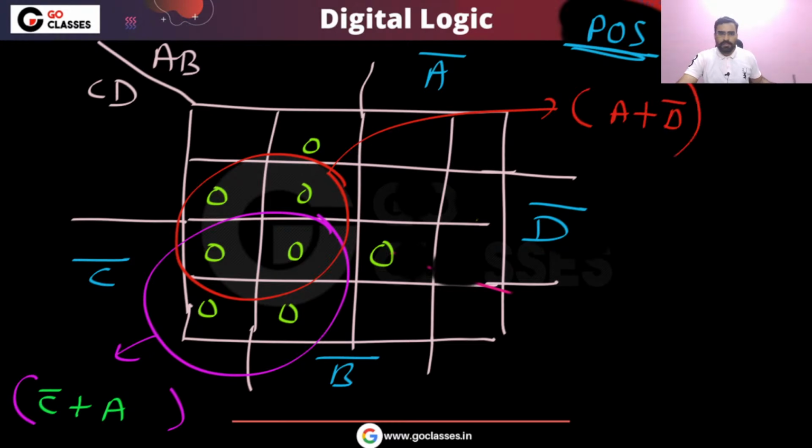Okay, A or D bar. Next, which next is this? Okay, so what is this? Can anyone tell me what is this? This is in the area of B bar or A or C. Okay, A bar, B bar, or A or C.